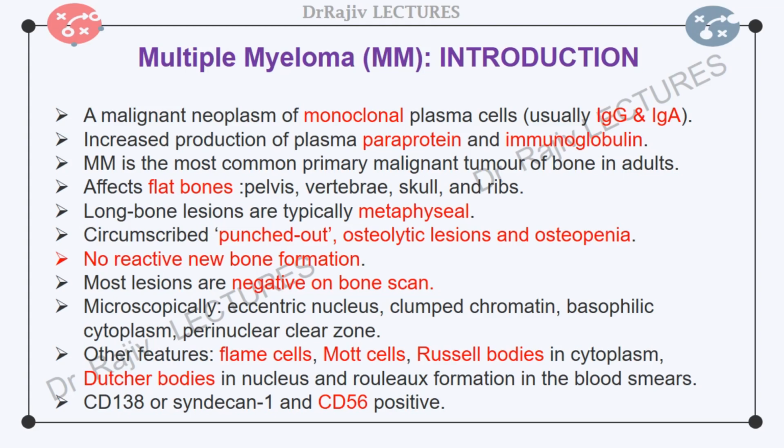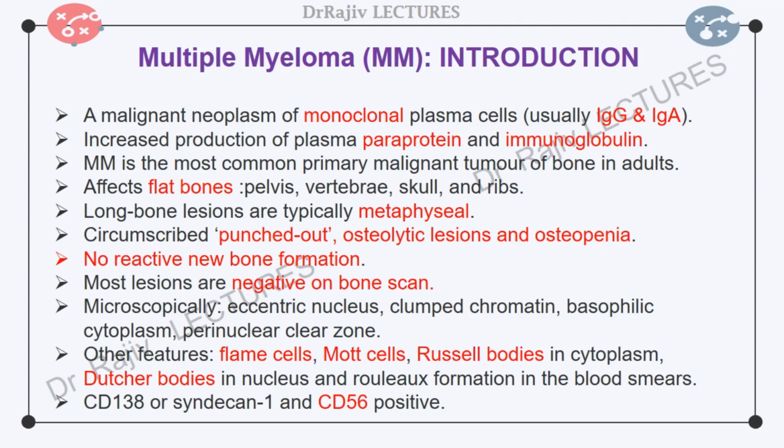It should be suspected in all patients over 65 years of age with back pain and an ESR of more than 100 mm per hour. The neoplasm typically affects flat bones, that is, the pelvis, vertebrae, skull, and ribs. Long bone lesions are typically metaphyseal.